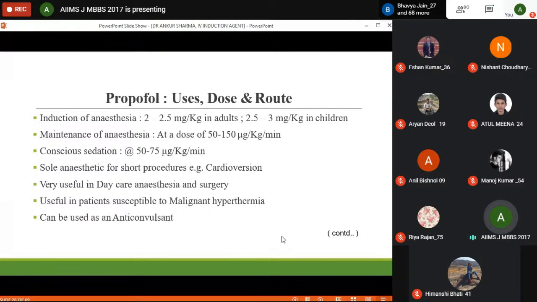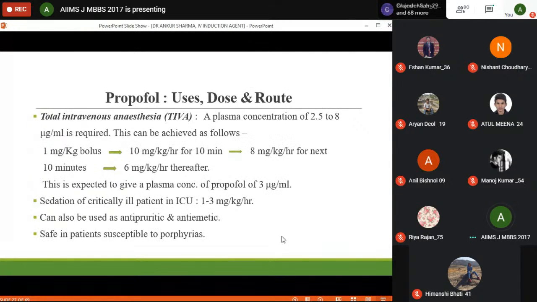It is very useful in daycare anesthesia and surgery. It is useful in patients susceptible to malignant hyperthermia. It can be used as an anticonvulsant. It can also be used in TIVA. A plasma concentration of 2.5 to 8 mcg per ml is required for TIVA.